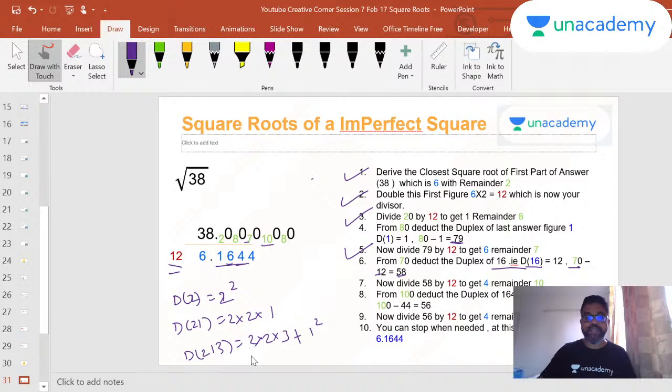So that's how you find duplexes. And we are going to be using duplexes actually here. Every time I'm subtracting from the duplex and dividing by 12, I take this number, I find the duplex. So each time the number increases, I subtract from the duplex and divide by 12. So that's how I keep on getting this answer.